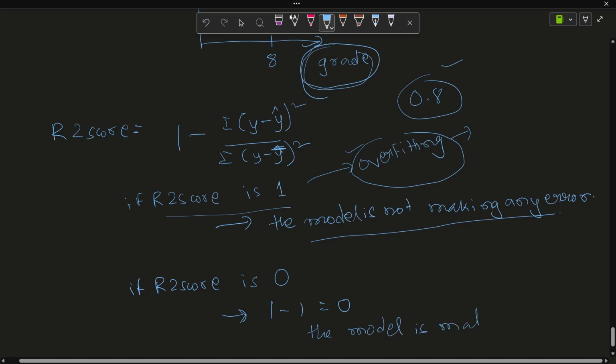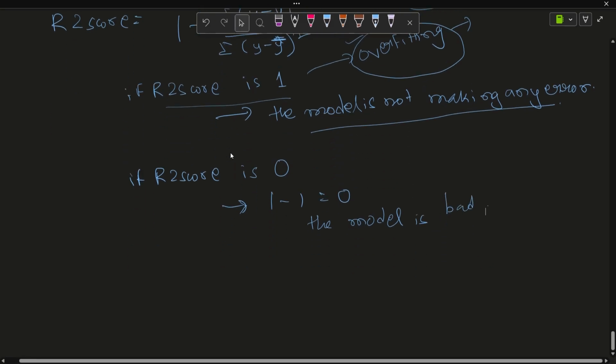The model is bad. And what if the R2 score is negative? It can happen, right?